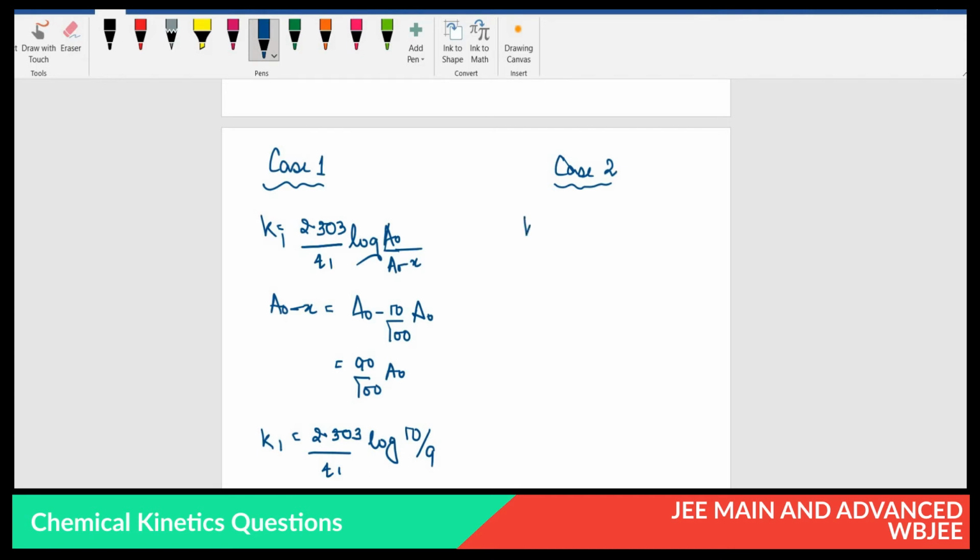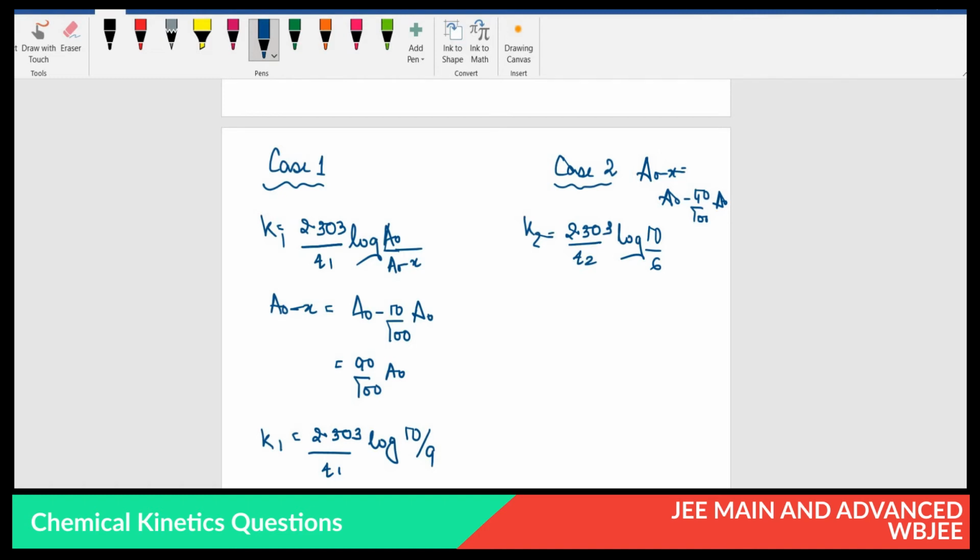Now, case 2 says K2 equals 2.303 by T2 log of. Now, how much is it completing? 40%. So, 40% completion means A0 minus x is A0 minus 40 by 100 of A0. Right? So we can write it as 60 by 100 of A0. So that would be log of 10 by 6.